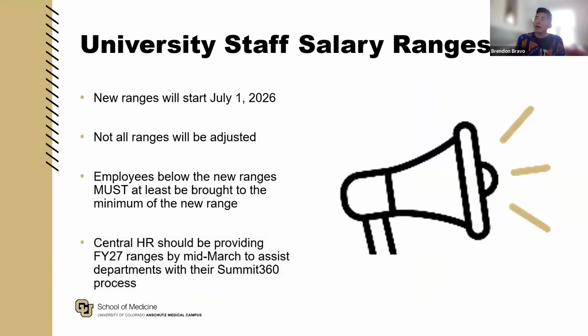So just some more notes on the staff salary ranges. There will be new ranges that go into effect July 1st of each fiscal year. So the new ones that we have created or are finalizing will go into effect this July. Please note that not all ranges will be adjusted each year. It just depends on what the market's paying. That's how we help determine if the range is moving or not. Employees that are below the new ranges must at least be brought to the minimum of that new range. And then Central HR should be providing fiscal year 27 ranges by mid-March to assist departments with their Summit360 process.